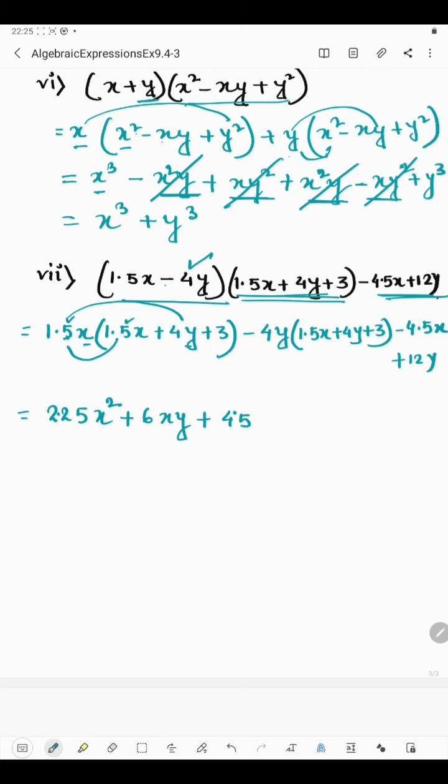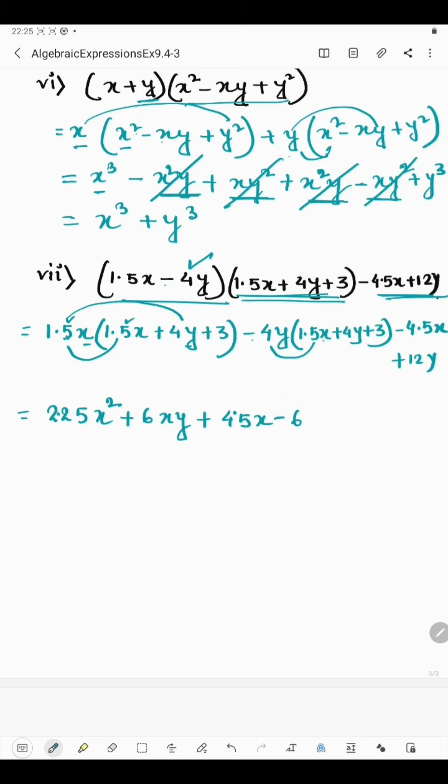And with this we have x, and since x is present only once, we'll put only 1x, 4.5x. Now coming to the second part, here minus 4y will be multiplied by 1.5x. If you multiply the coefficients, 1.5 multiplied by 4, here also we'll ignore the point, so 15 4s are 60. After the decimal we have 1 digit, so we'll put the decimal after 1 digit, so it's 6.0, which can be written as 6. And since with 4 we have a minus sign, we'll put a minus sign here.